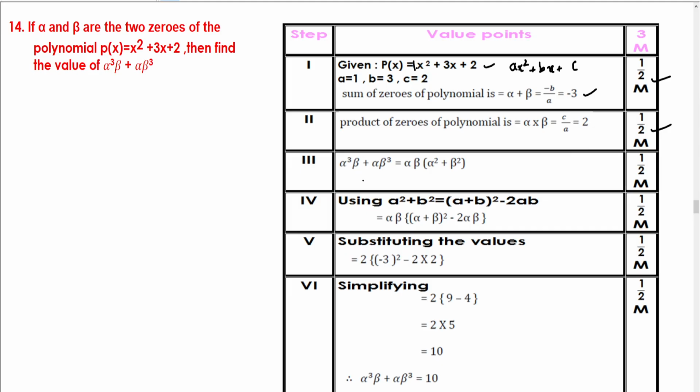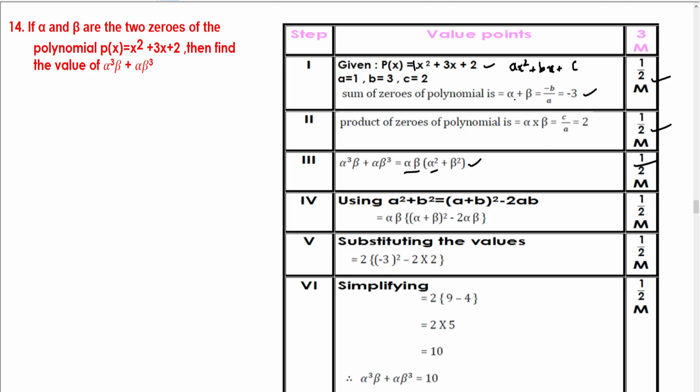And alpha cube beta plus alpha beta cube, you have to take common here. Alpha beta, if you take common, if one alpha goes outside, you are left with how many alphas? Alpha square is left here. And from beta cube, one beta is outside, therefore beta square you have to write in the bracket. For this taking common, you will get a half mark.